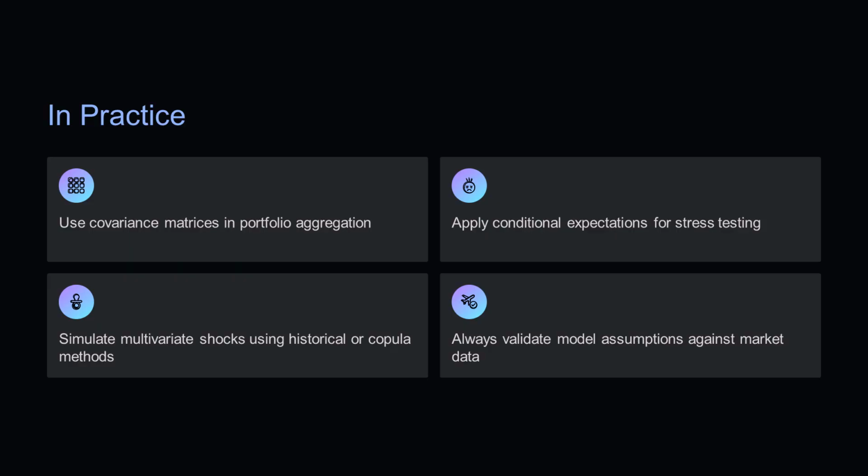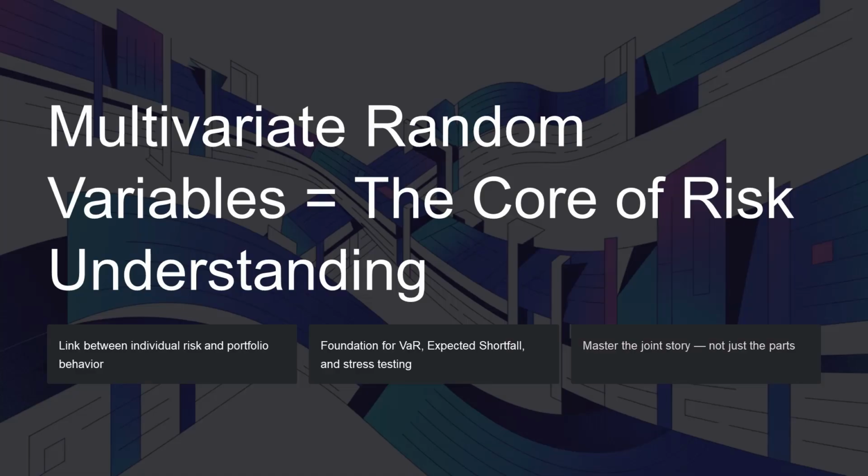Section 13. Closing summary. To wrap up, multivariate random variables give us the language to describe how risks interact. They link marginal, joint, and conditional distributions into one coherent framework. Covariance and correlation capture the essence of dependence, and understanding those relationships is essential for accurate risk aggregation, portfolio diversification, and stress testing. Mastering this concept means you don't just measure risk, you understand how it behaves together.